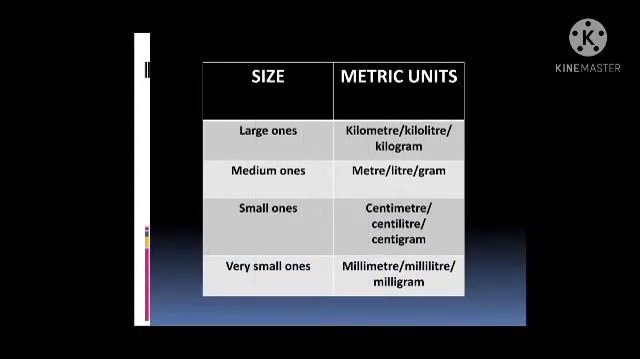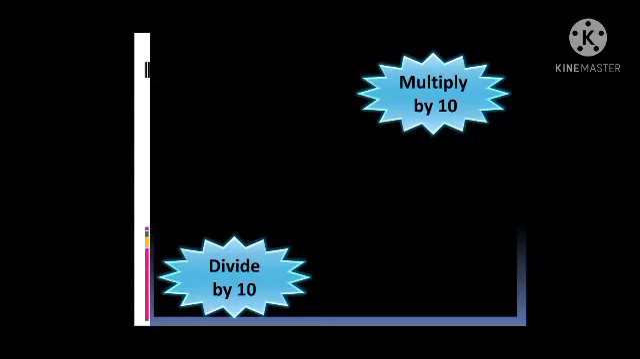Now let us see the different metric units for different sizes in various situations. Large ones means we have to use kilometer, kiloliter or kilogram. Medium ones means meter, liter or gram. Small ones centimeter, centiliter or centigram. Very small ones means we have to use millimeter, milliliter or milligram.